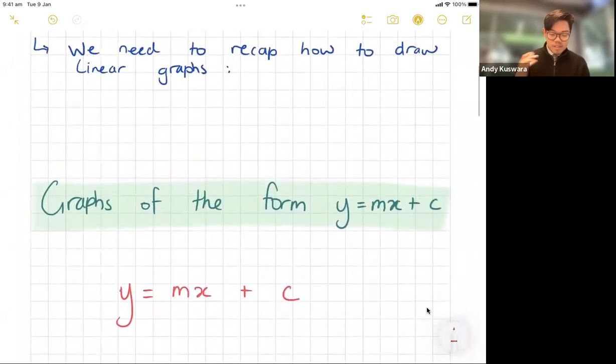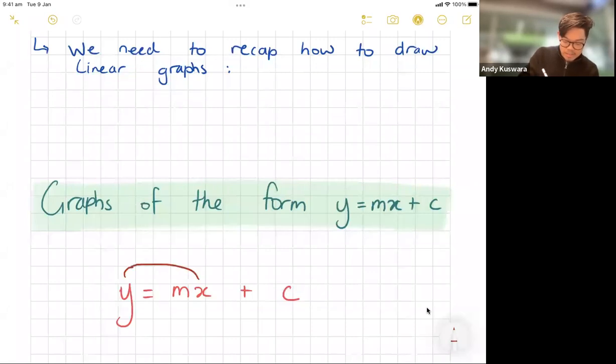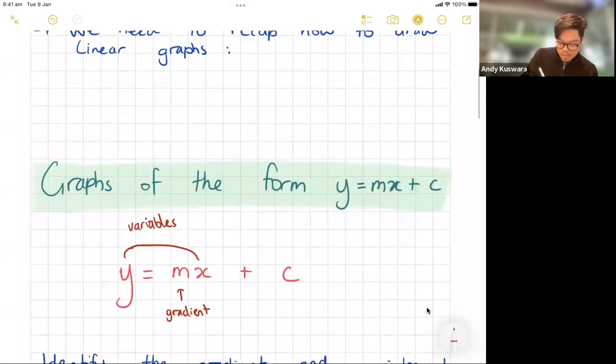So let's talk about this. y = mx + c, that is a linear relationship. That is a straight line. Now, y and x are our variables, so we don't touch them much. But m represents the gradient, which is also rise over run. And then that plus c, or sometimes you'll see plus b, is what we call your y-intercept, which is where it cuts the y-axis. Where your graph will cut the y-axis.